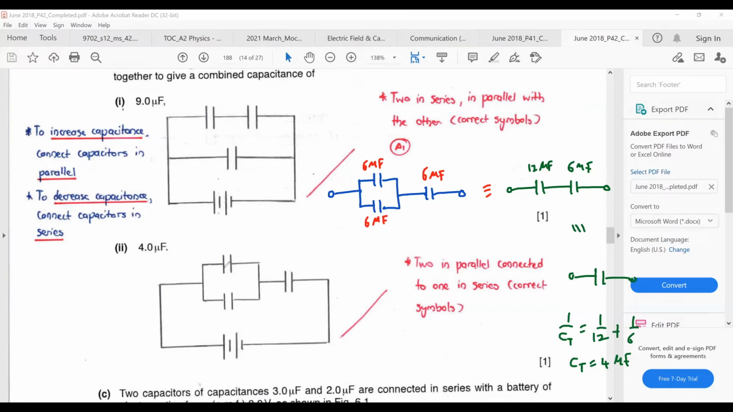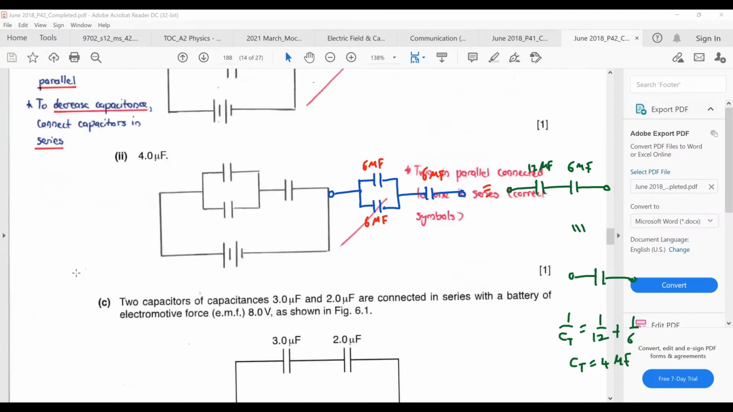Because I mentioned to you, when you connect capacitors in parallel and want to add them up, it's like resistors in series. So your capacitance will tend to increase. On the other hand, when you have capacitors connected in series, you add them up like resistors in parallel, so your capacitance is actually decreasing. Okay, so that part is fine.